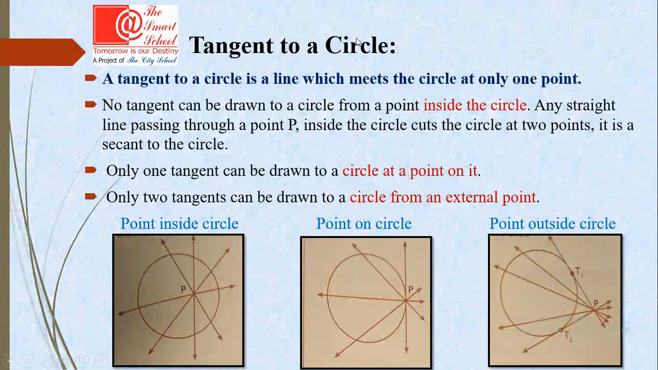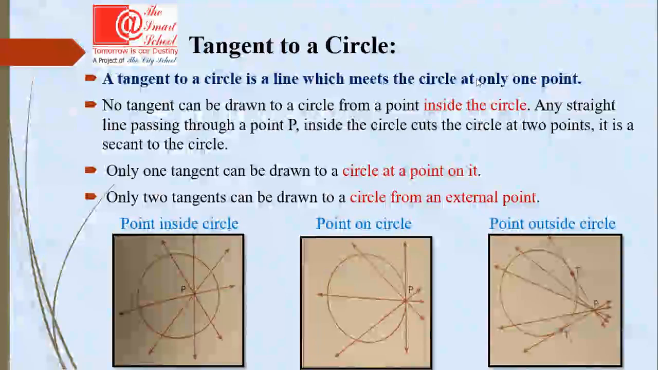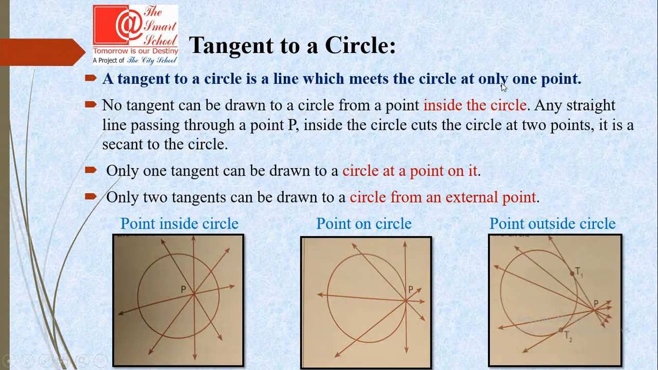Now, tangent to a circle. A tangent to a circle is a line which meets the circle at only one point. Remember, only one point. No tangent can be drawn to a circle from a point inside the circle. Any straight line passing through a point P inside the circle cuts the circle at 2 points. It is a secant to the circle, not a tangent.